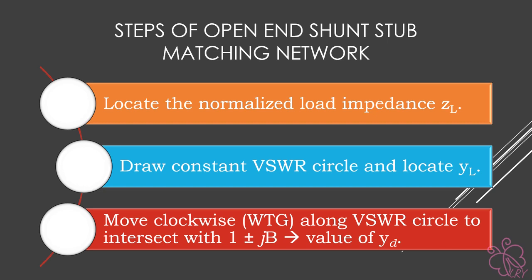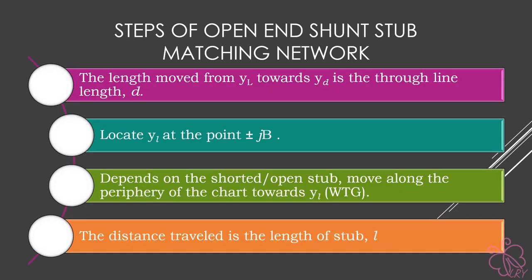Steps of the open shunt stub matching network. First, locate the normalized load impedance ZL, draw the constant VSWR circle and locate YL. Move clockwise, wavelength towards generator, along the VSWR circle to intersect with 1 plus jB. That's the value of YD. Next, the length moved from YL towards YD is the through line length, which is D.